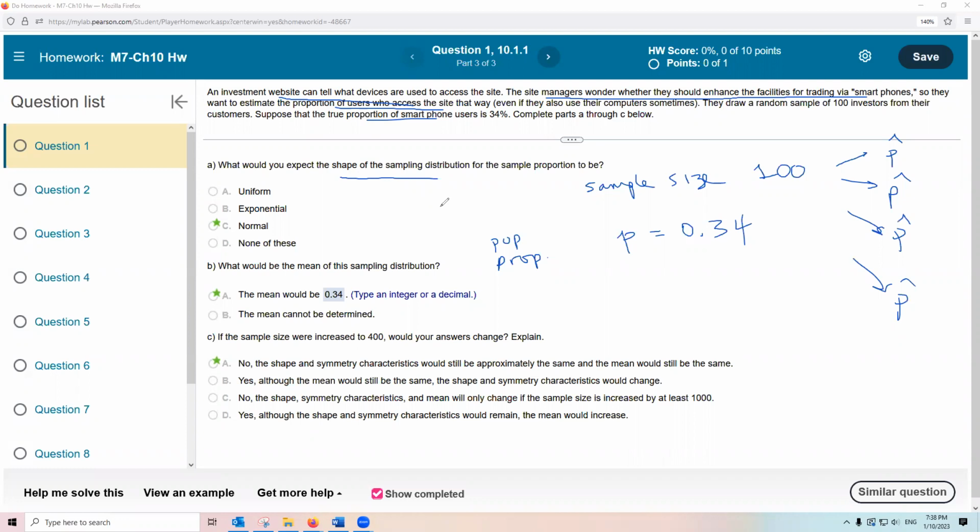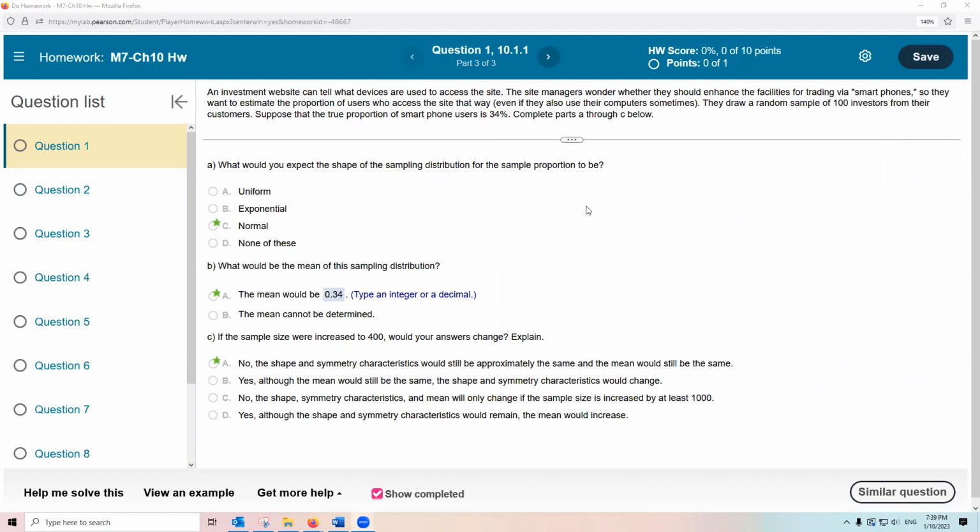What would you expect the shape of the sampling distribution of these p hats to look like? Well, there's something called the central limit theorem that tells us that if the sample size is large enough, these p hats are going to follow a normal distribution. So if I was to plot the p hats, we would end up seeing a normal curve. And what we would expect is the center of this curve would be at 0.34, because that's the population proportion. What if the sample size were increased to 400? Would that change any of these answers? No. If the sample size was larger, the shape and symmetry would still be the same. The distribution of these p hats would still follow a normal distribution.